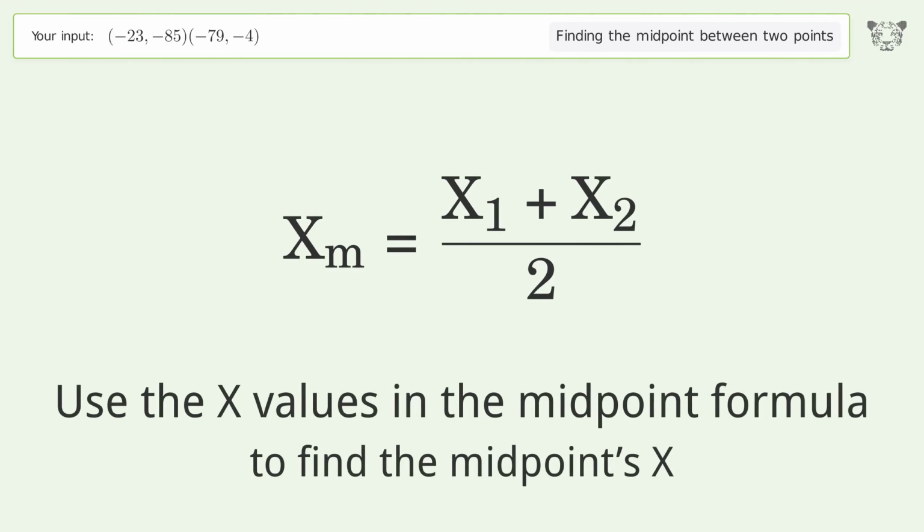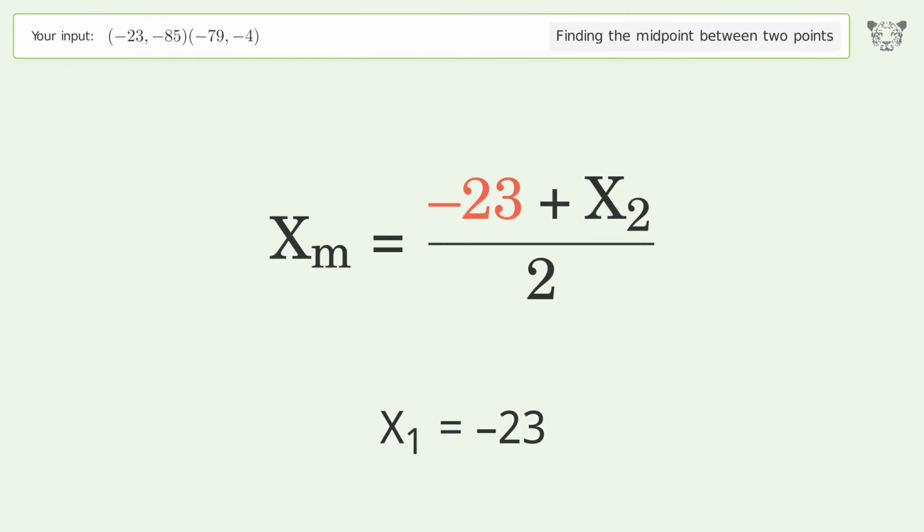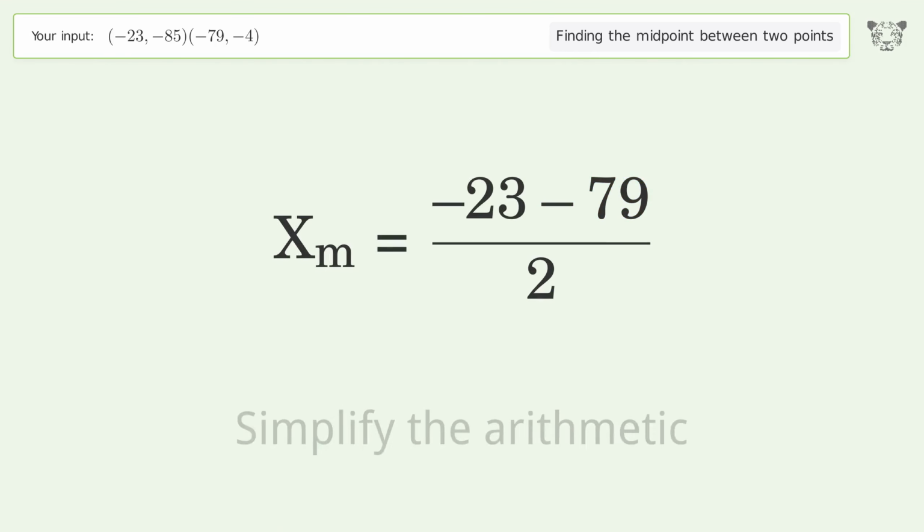Use the x values in the midpoint formula to find the midpoint's x. x1 equals -23. x2 equals -79. Simplify the arithmetic.